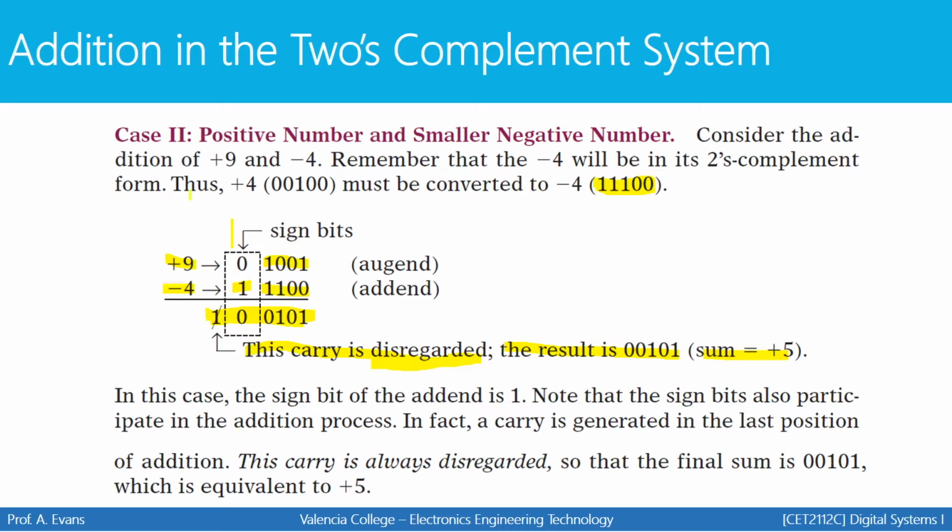So if you have a positive number and you're adding a smaller negative number, the final carry is always disregarded. So that's case 2, where we have to disregard the carry.